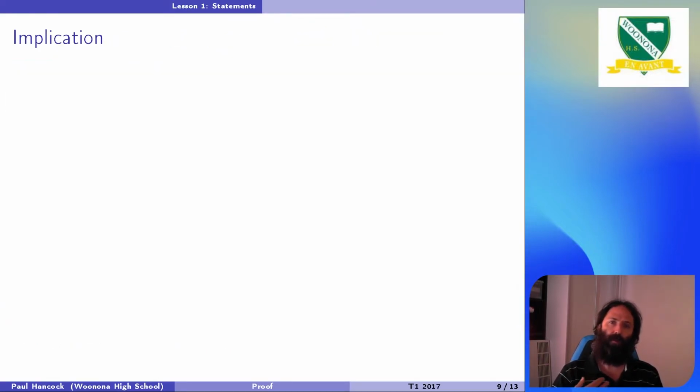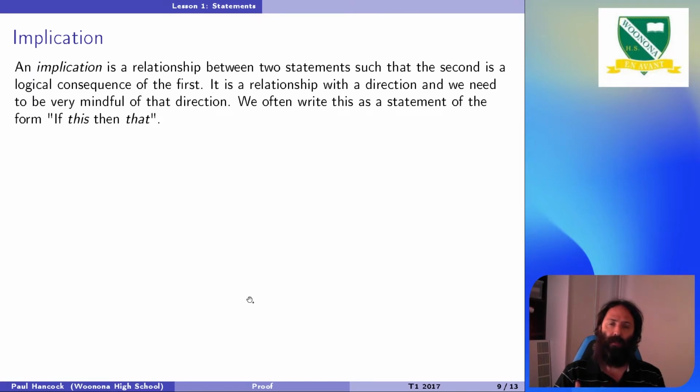Okay, now we need to talk about another critically important definition, and it's called an implication. So an implication is a relationship between two statements, and it's such that the second statement directly follows as a logical consequence of the first statement. So it is a directed thing. It has a specific direction to it, and we normally can write an implication, reword it into the form if this then that. So that is a logical consequence of this.